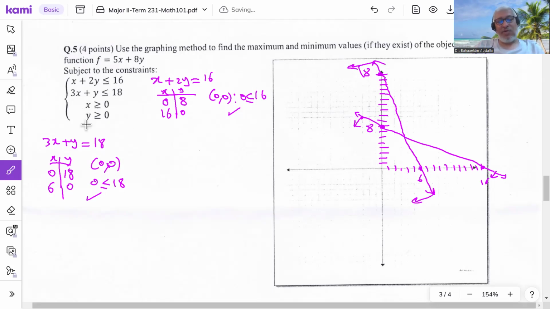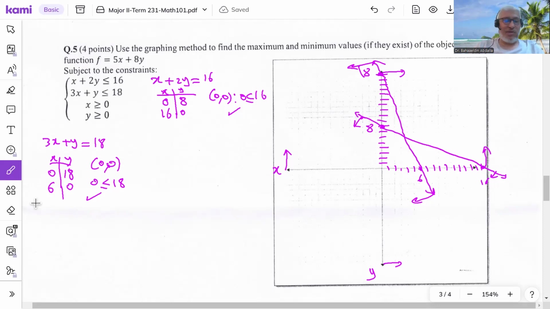And x is greater than 0, y is greater than 0. This is the x-axis. X greater than 0 means to the right of the x-axis. Y greater than 0 means y is positive. Y is positive here in the first and the second quadrant. So if x is greater than 0 and y is greater than 0, we are working in the first quadrant. So these two conditions mean we are in the first quadrant. Good. And the graph should be below this line and to the left of this line.